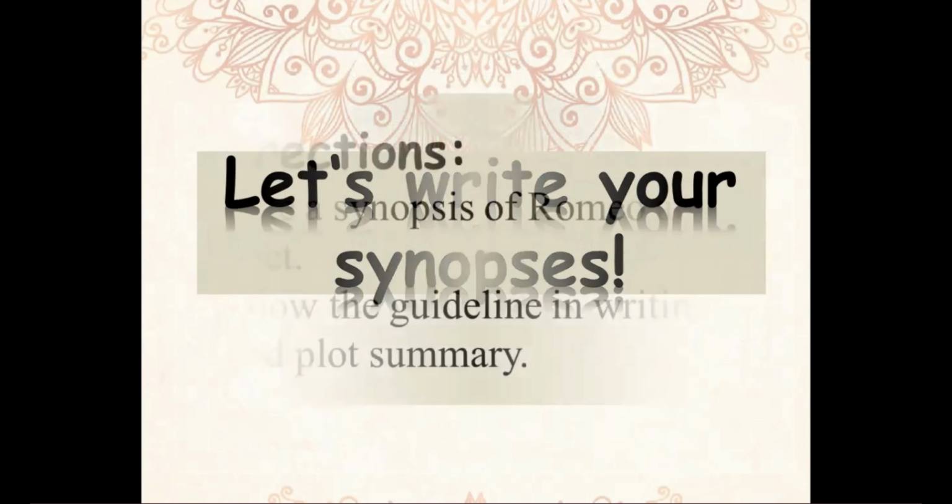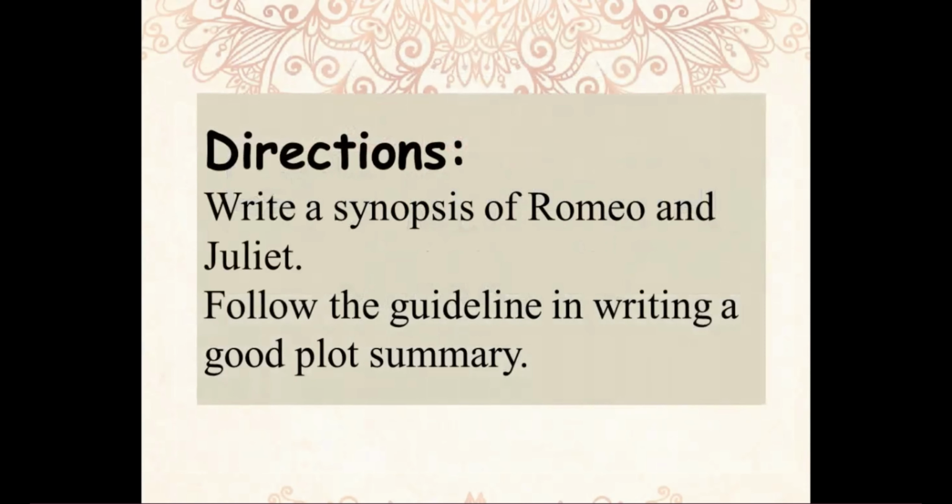Remember the directions are to write a synopsis of Romeo and Juliet by William Shakespeare and to simply follow the guidelines in writing a good plot summary. Those are what you're going to use to create your own synopsis, and you may write your answers in one whole sheet of paper. You have 3 minutes to do this. You may pause this video.